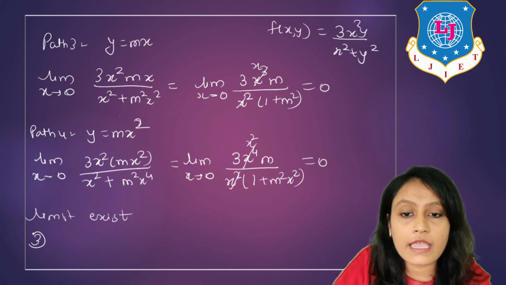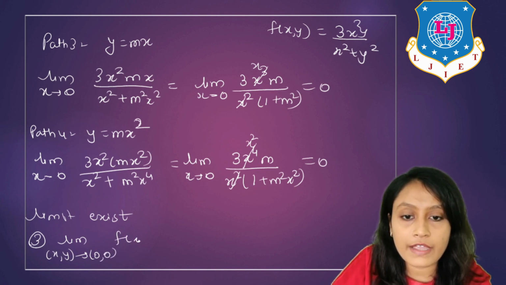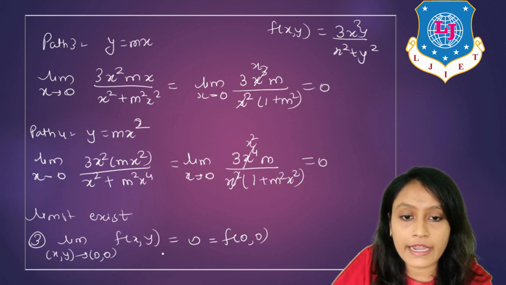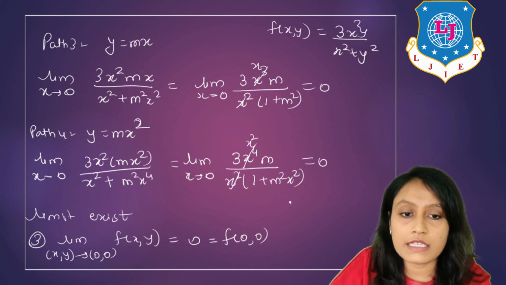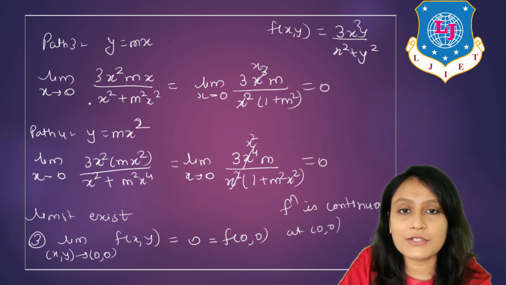Now the third step is to see the limit as (x,y) tends to (0,0). Here we have the limit of f(x,y) equal to 0, and this is the same as f of (0,0). So from this we can say that this function is continuous at the origin. I hope you have understood throughout the session.